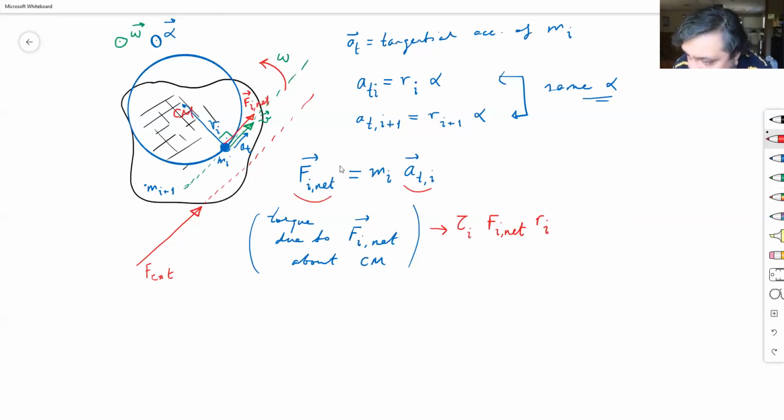Not T, tau, tau. Tau means torque, okay? Tau i is equal to Fi net Ri. What is the direction of this torque? Now, use the right-hand rule again.